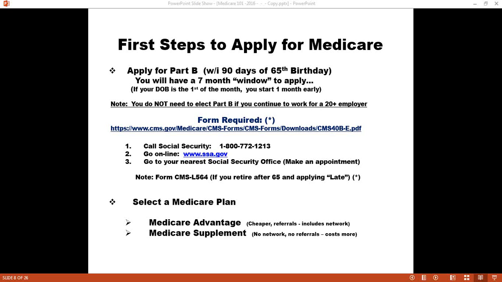We have to apply? Yes. You'll still have coverage if you're still working here. If I'm not working, we have over 20 employees. If you're not working, then yes, you would have to. Okay.